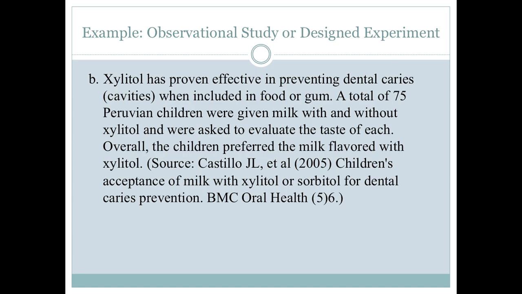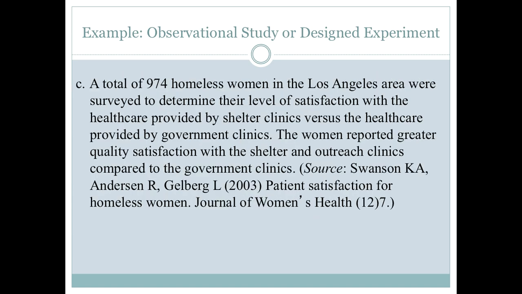All right, let's look at this one here. Xylitol has proven effective in preventing dental cavities when included in food or gum. So a total of 75 Peruvian children were given milk with and without xylitol, and then they were asked to evaluate the taste of each. And overall, the children preferred the milk that was actually flavored with xylitol. So this is going to be a designed experiment, okay, in this particular case, because they actually had children taste it both ways. And if we knew a little bit more about this, it would be a little easier to tell. But it is possible from the information we're given to tell that it was designed in a specific way. We weren't just observing what was happening.